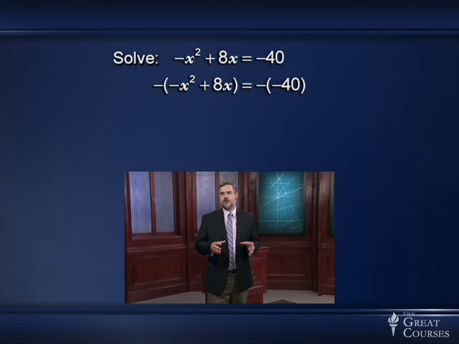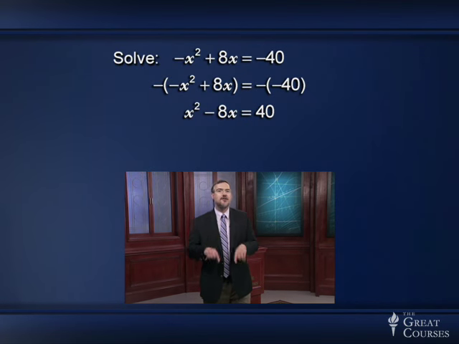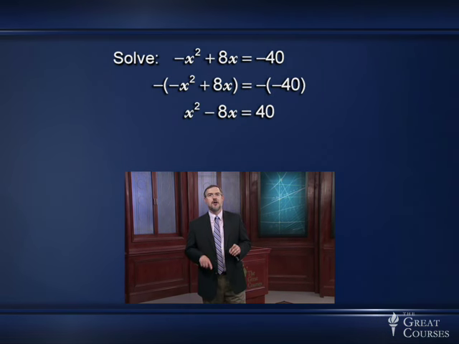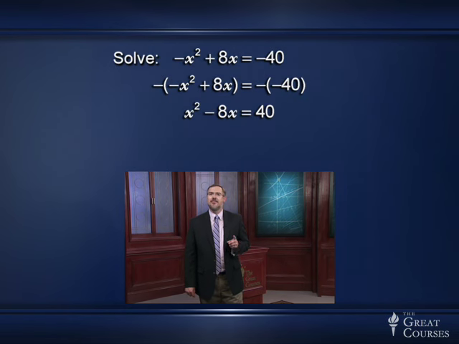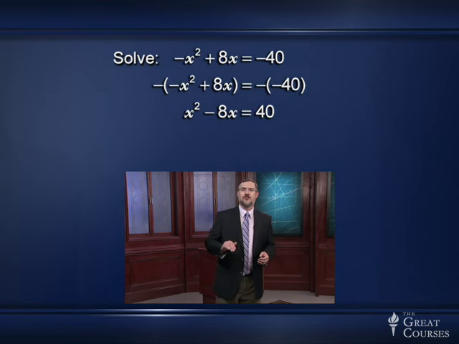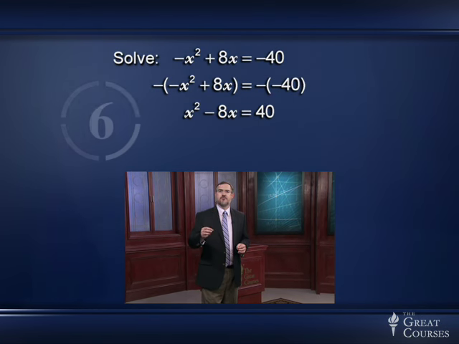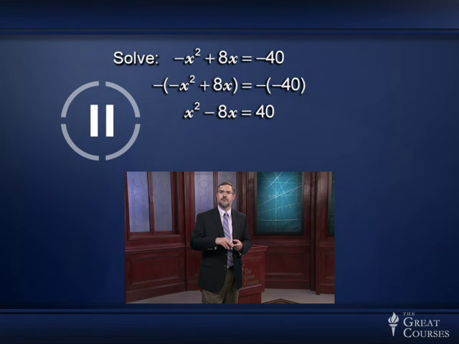So if you multiply the original equation by negative 1, the left-hand side becomes positive x squared minus 8x, and the right-hand side becomes positive 40, because the negative of negative 40 is positive 40. And that means that the question I just asked you to do is the same as solving this equation, x squared minus 8x equals 40. Why don't you try that first and see what you get?